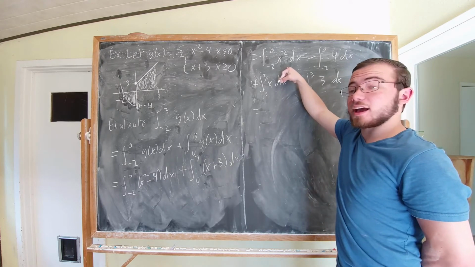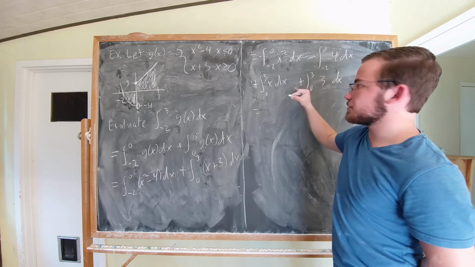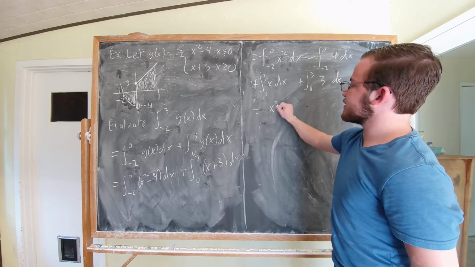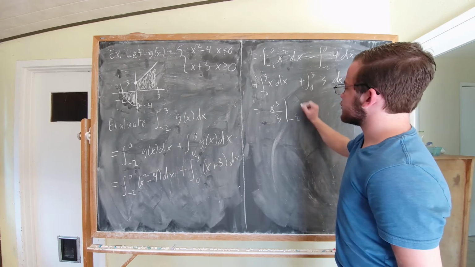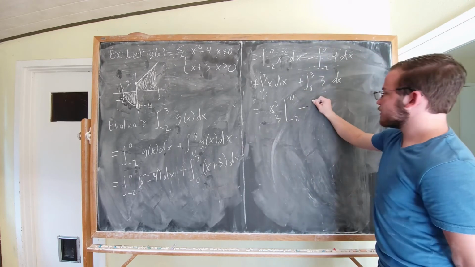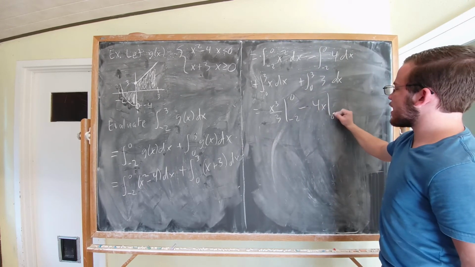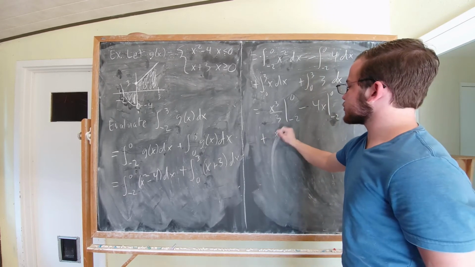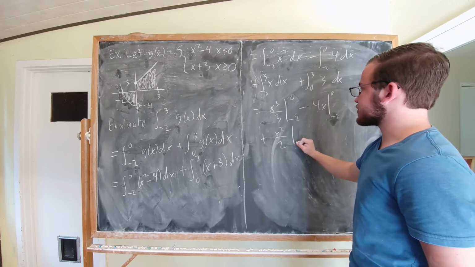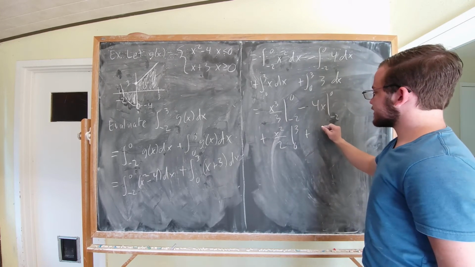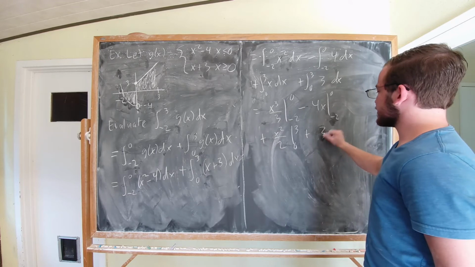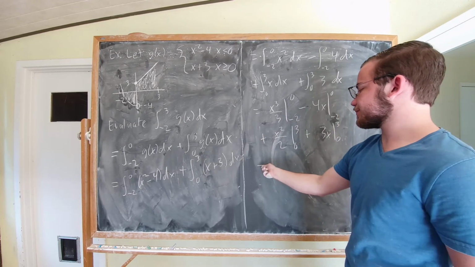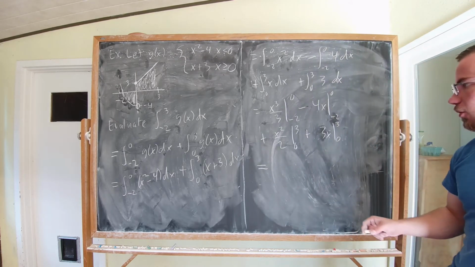Power rule and constant rule on each of these, combined with the fundamental theorem of calculus, states that these are x cubed over 3 as x goes from negative 2 to 0, minus 4x as x goes from negative 2 to 0, plus x squared over 2 as x goes from 0 to 3, plus 3x as x goes from 0 to 3. That's equal to what?